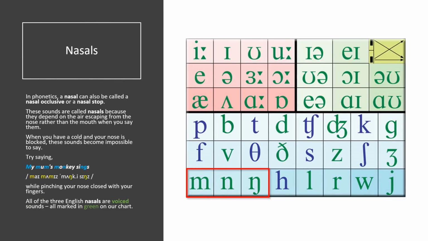Nasals. In phonetics, a nasal can also be called a nasal occlusive or a nasal stop. These sounds are called nasals because they depend on the air escaping from the nose rather than the mouth when you say them. When you have a cold and your nose is blocked, these sounds become impossible to say. Try saying "my mum's monkey sings" while pinching your nose closed with your fingers. All of the three English nasals are voiced sounds, all marked in green on our chart.